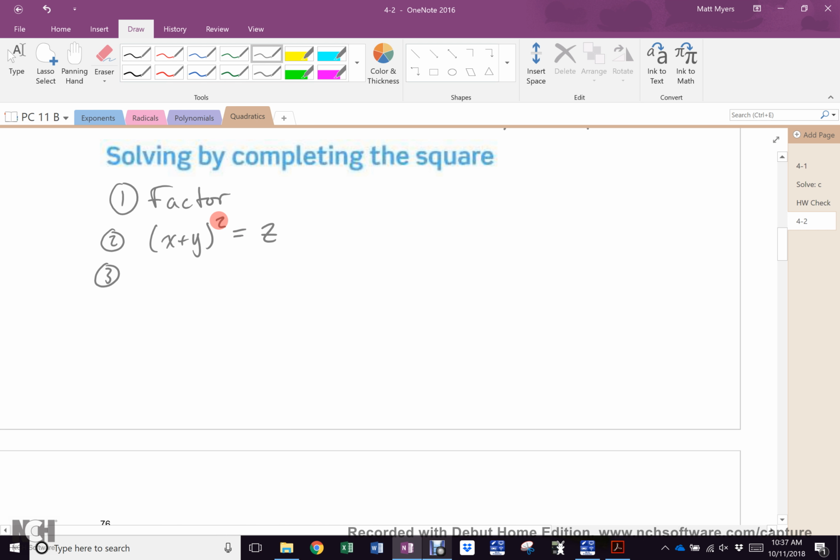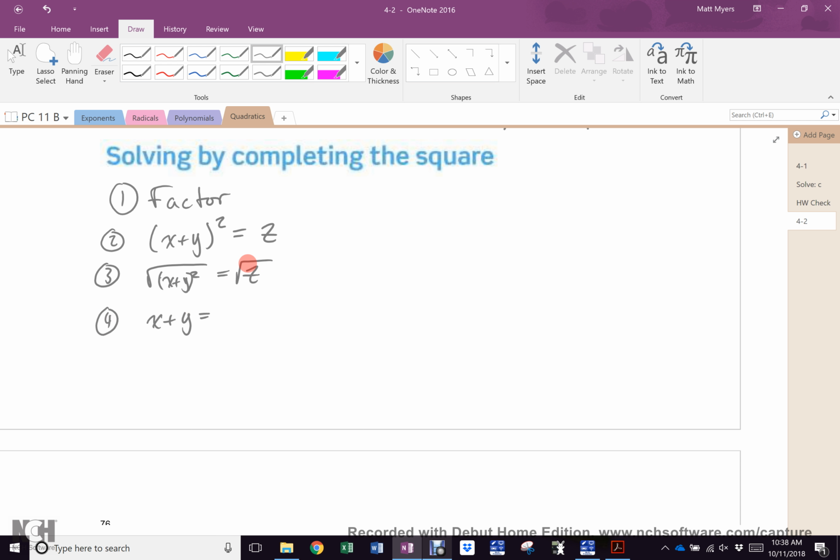What would get rid of that squared? Square root. If I square root x plus y squared, then what do I have to do to the other side? Square root it, right? Everybody cool? Now, what does that give me on this side? X plus y has to equal the square root of z. Now, how many square roots does z have?